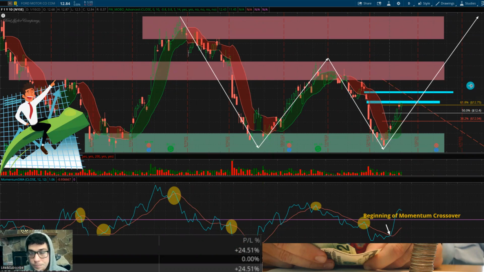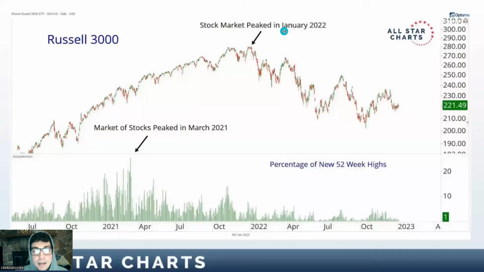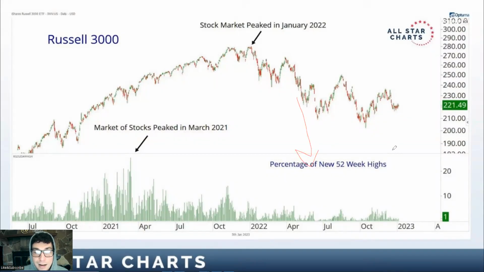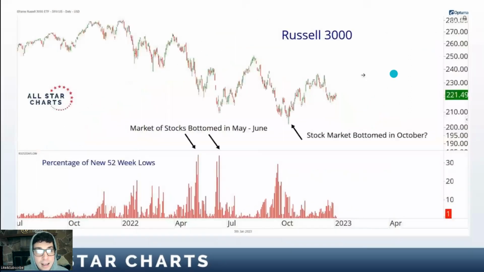Now, what we're looking at here is the Russell 3000 and also the percentage of 52-week highs. So we see the percentage of 52-week highs peaked in March 2021. And then we actually get the peak over here in January 2022. And we start to see everything decline. If we come over here, we can see that the peak of percentage of stocks hitting new 52-week lows bottomed in May and June. And a lot of people are wondering, is this the stock market bottom in October?